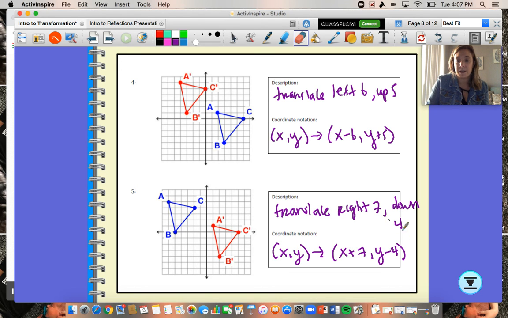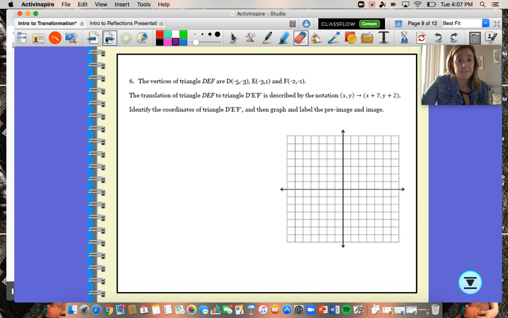If I wanted to write these in the opposite order, that's fine. I can say down 4 and right 7. I just like to start with the left right because that's what I should be writing when I'm writing coordinate notation, right? I'm not going to stick the Y first. That'll never happen. So that's why I always like to be consistent. But if you want to look at your vertical change first, that's fine. Okay, so a few more.